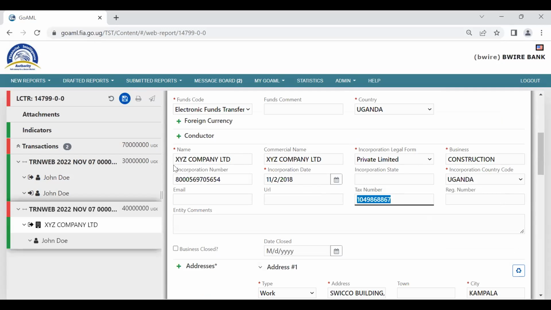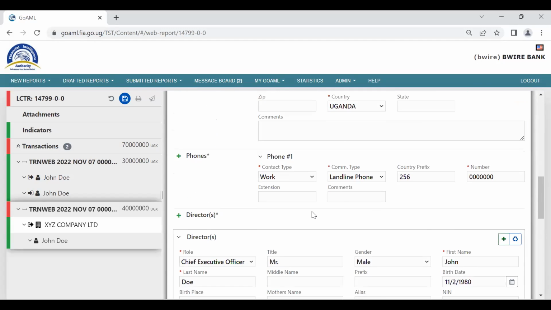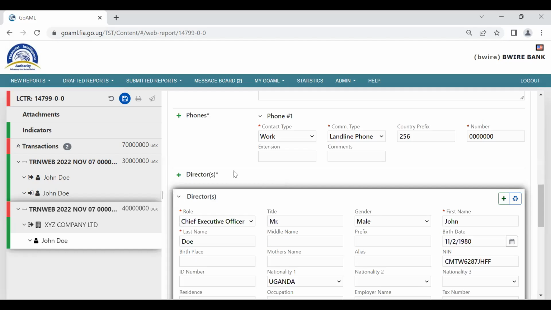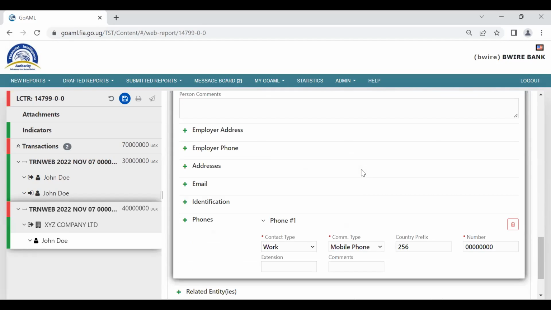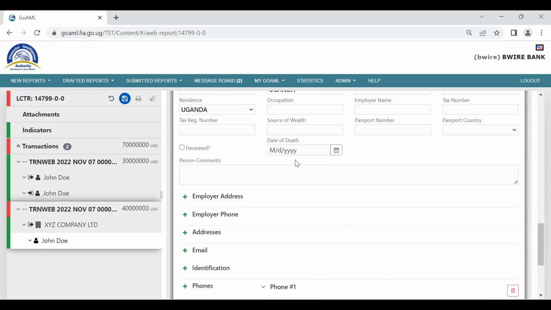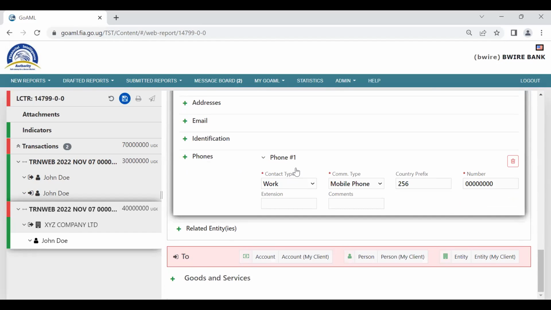Whatever is required is marked with an asterisk, but always provide as much information as you can, like the address and phone details. Since this company is your customer, we expect you to provide details of at least one of the directors, because we have new laws to do with beneficial ownership. We need to know who's behind the business. This personal detail includes their role, name, NIN, and contact details. I do not have the address or email, but I have the phone details and I've provided them.